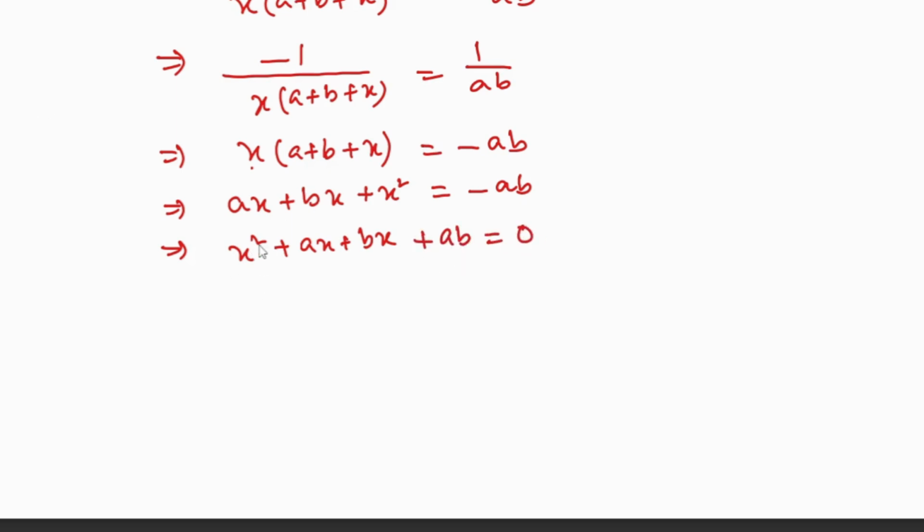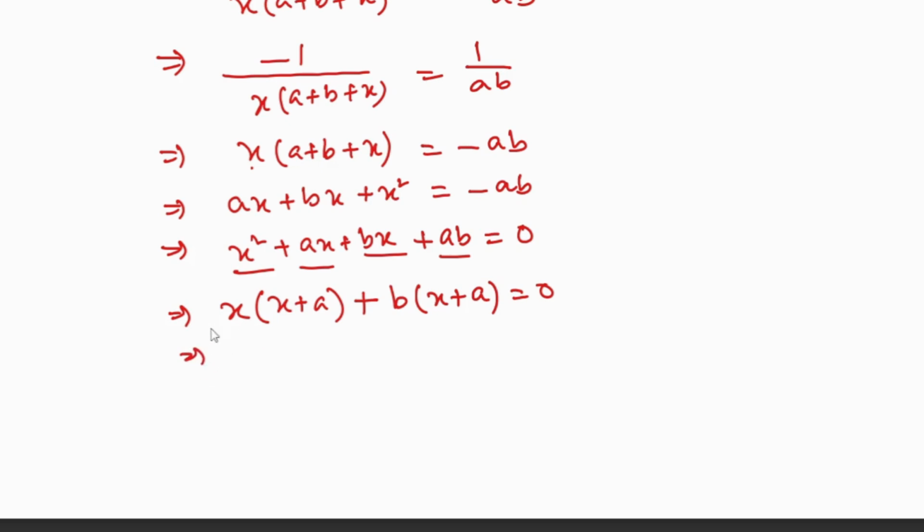We can see that from the first two terms we can take x as a common term, so we can write x(x + a). From the other two terms we can take b as common, b(x + a) equals 0. Now in this equation we can take (x + a) as a common term. So what we get? (x + a)(x + b) = 0.